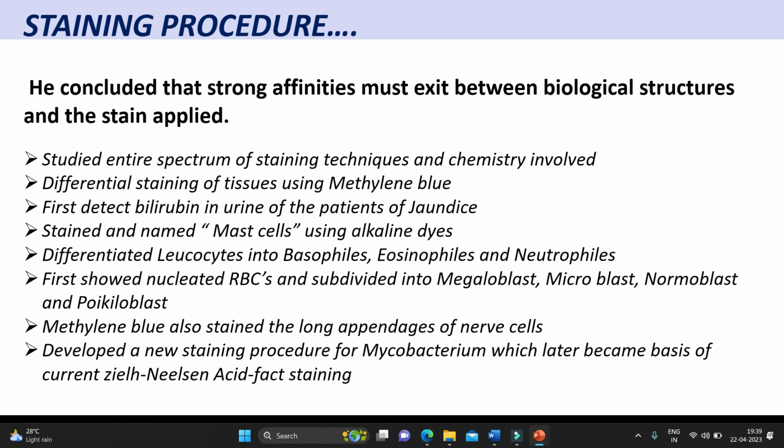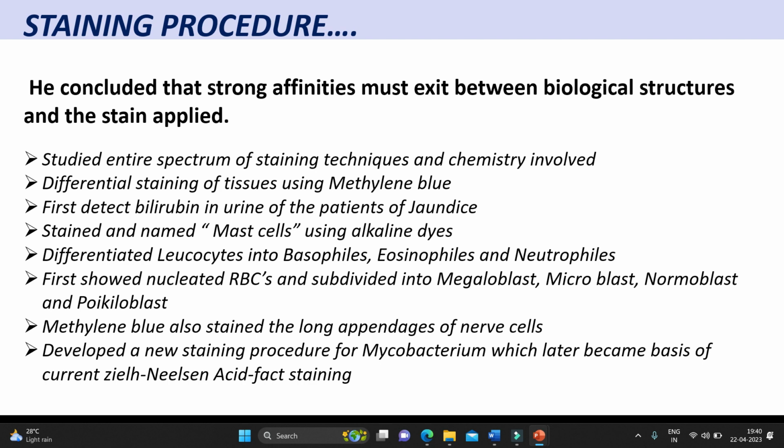Next, he detected bilirubin in the urine of a patient suffering from jaundice, and he stained and named the mast cells, which are part of the immune system, using an alkaline dye. These are oval or irregular in shape and have a nucleus and other organelles. He differentiated the leukocytes into basophils, eosinophils, and neutrophils. And he first showed the nucleated RBC, and subdivided the RBCs into megaloblast, microblast, normoblast, and poikiloblast.